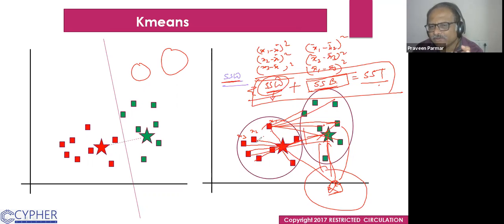All the points are very near to each other in a group, and the points are very far away from each other in a different group. Got it? That is a good clustering.